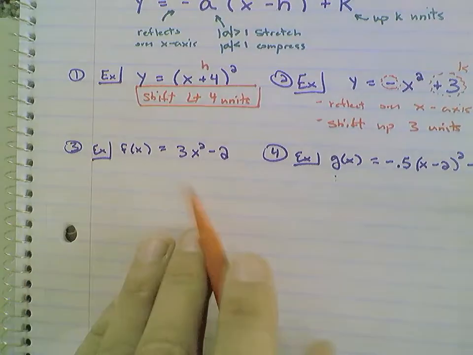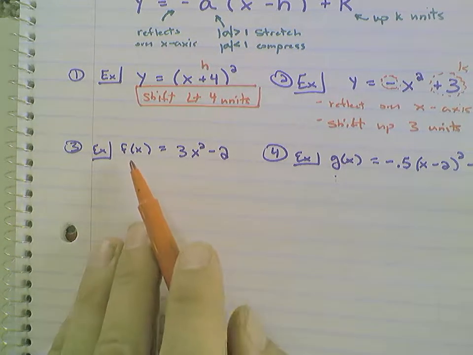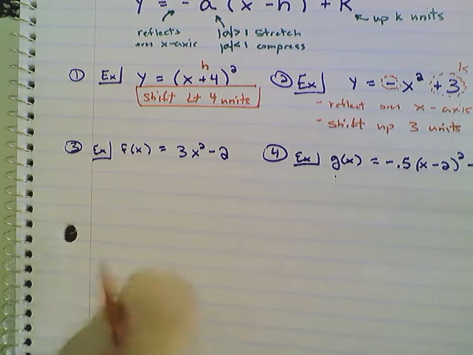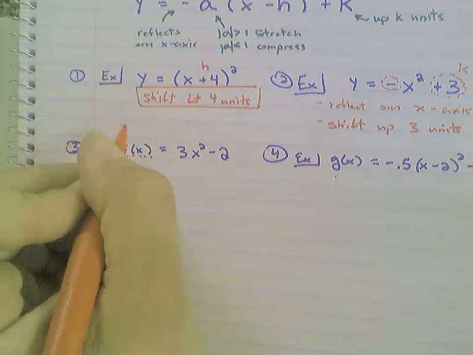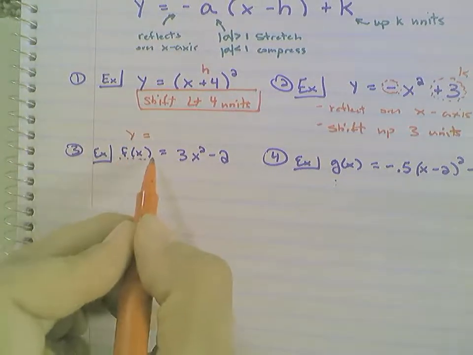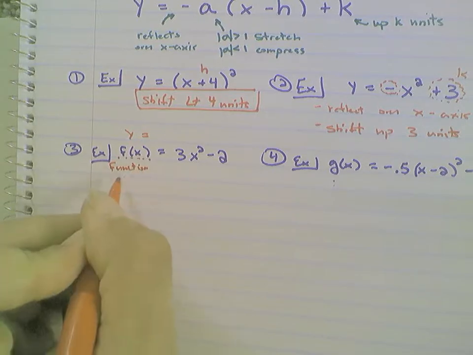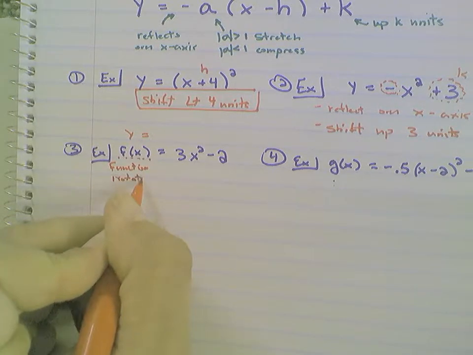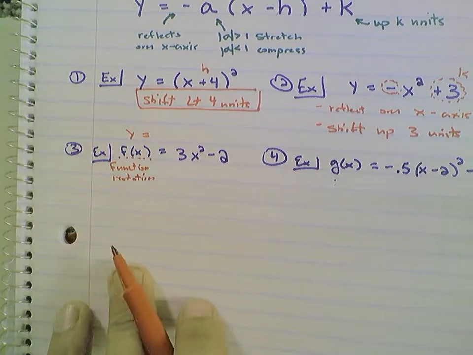So if I look at number 3, this is another example of multiple transformations. I have one thing to note before I start this problem: notice that I no longer have it as y equals. This is f of x equals. This is just function notation. It means the same thing. So don't get thrown off just because this is f of x. It's the same thing as if this were to say y equals.